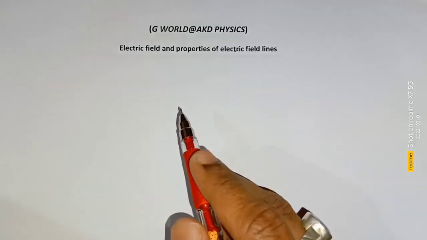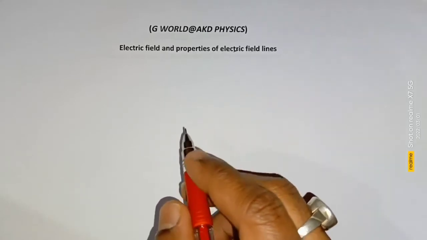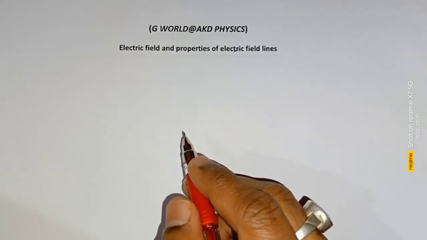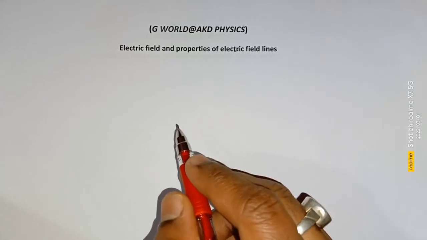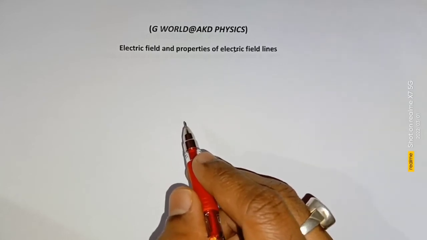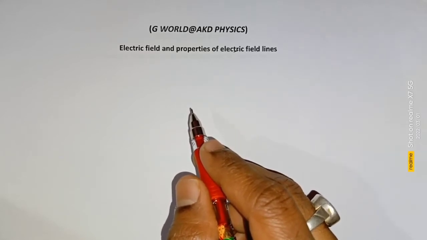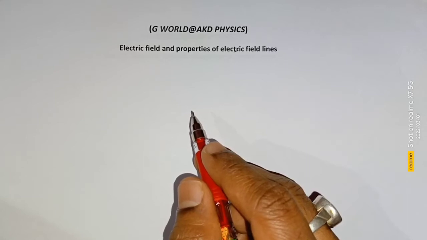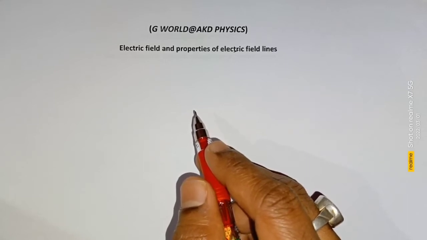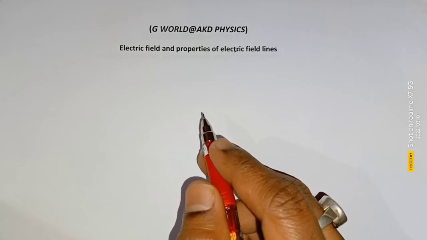One more time I want to repeat the statement. The region surrounding a source charge where the influence of the source charge can be realized by a unit positive test charge is called electric field strength or electric field intensity of that source charge.